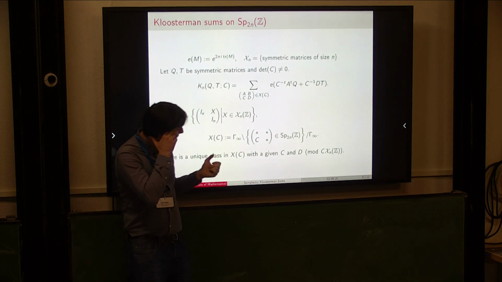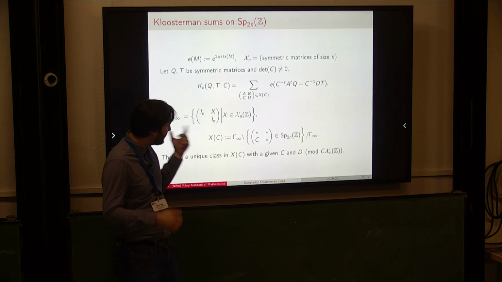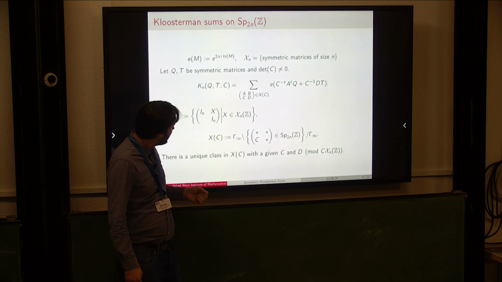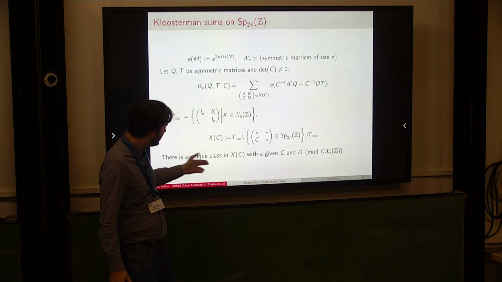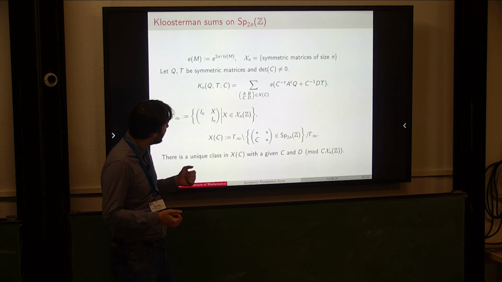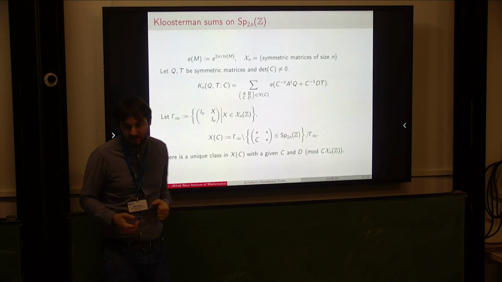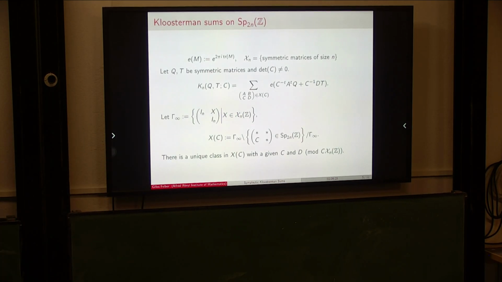And actually, if you fix C and you consider D mod C, then there is a unique A in the quotient, and so you can just look at D mod C, and then A is somehow the inverse that we have to construct.